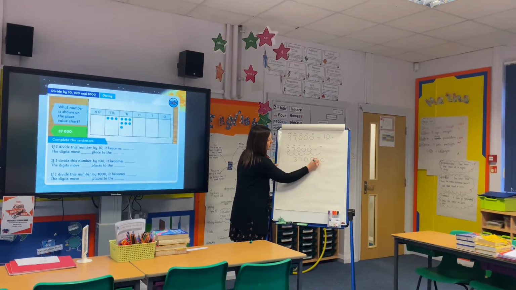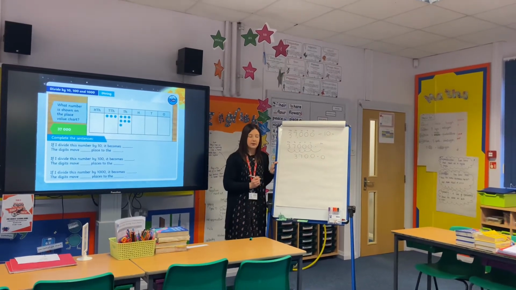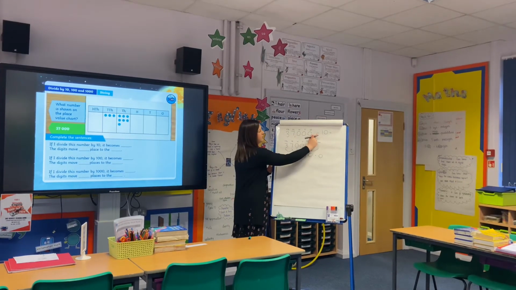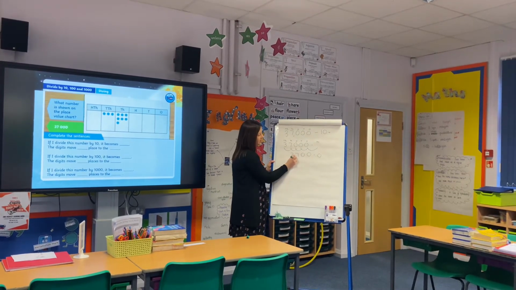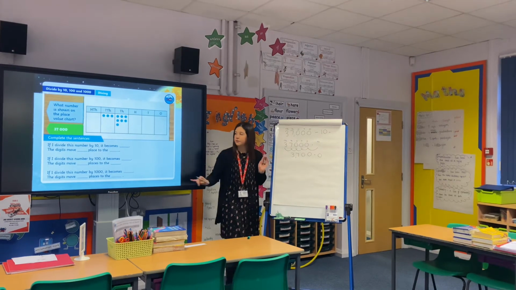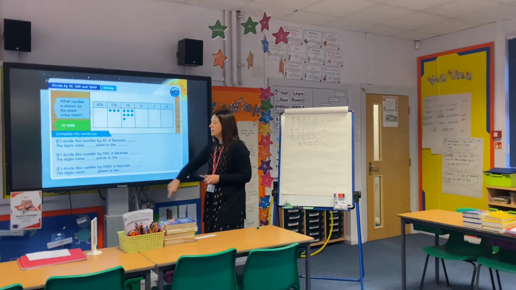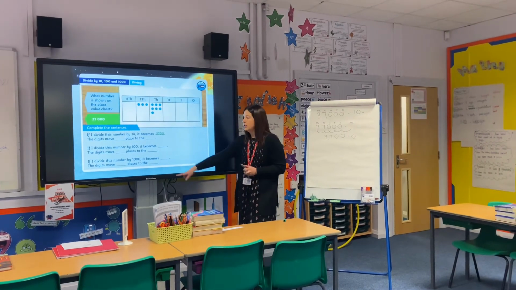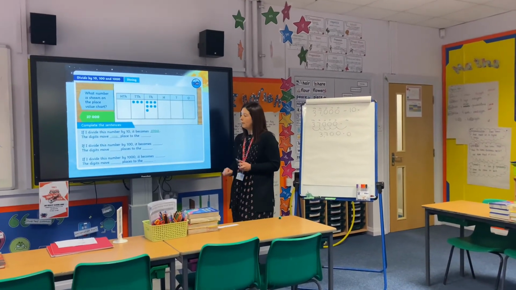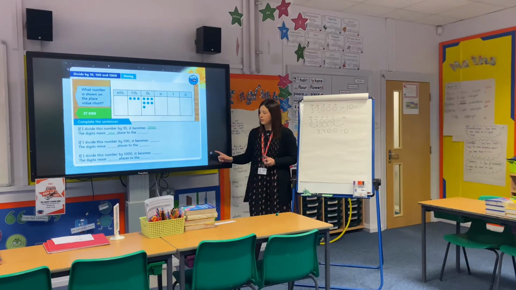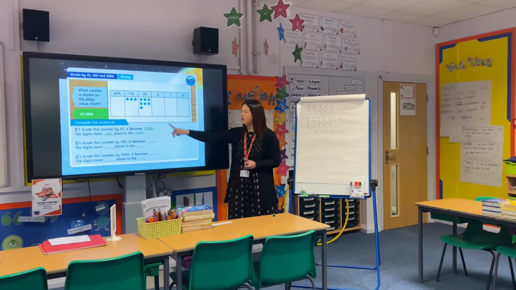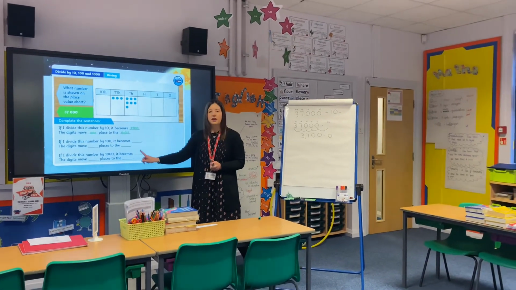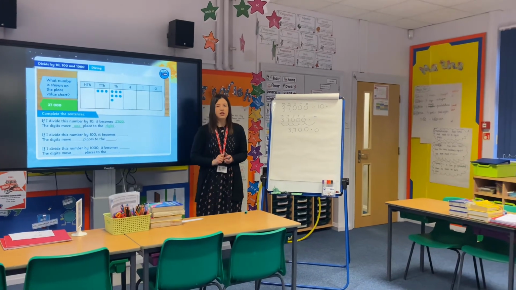I must remember to put my decimal point back in. So 37,000 divided by 10 would be 3,700. To complete my sentence, if I divide this number by 10, it becomes 3,700. The digits move 1 place to the right. Can you now have a go at dividing our number by 100 and by 1,000? Pause the video while you do that.